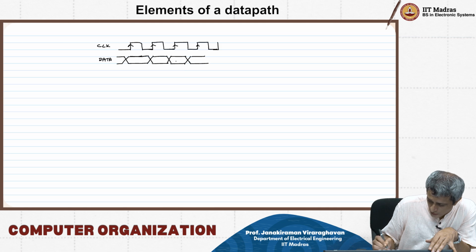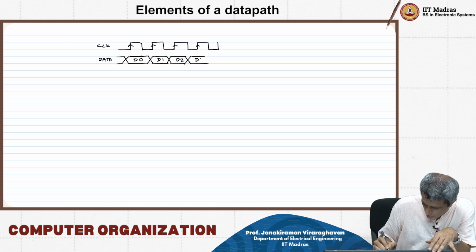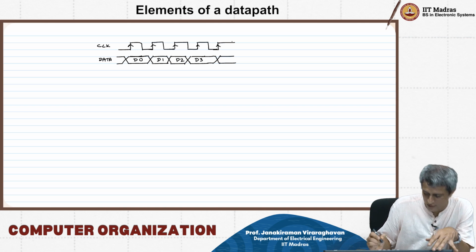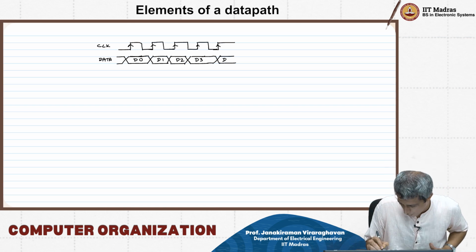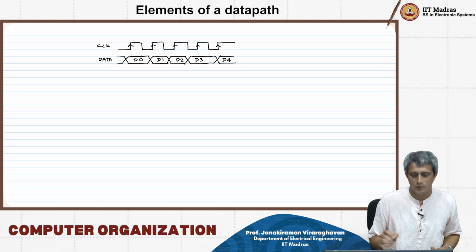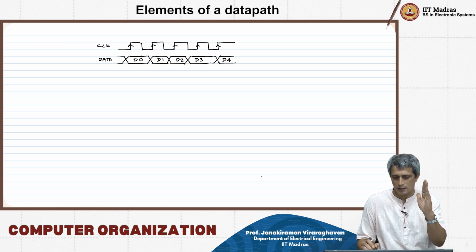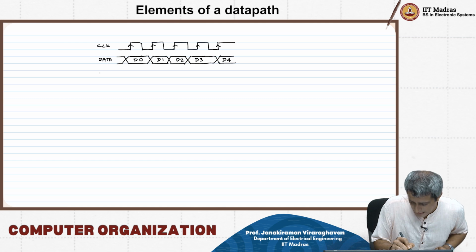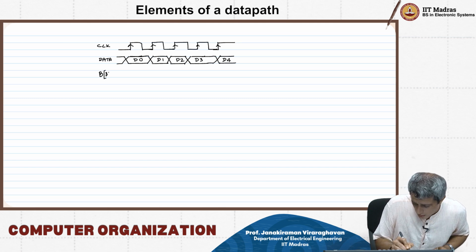I am going to draw this a little differently. So this is D0, this is D1, D2, D3. Of course, this data should not change. If you want that to be captured, it should always settle before the setup time of the rising edge. Okay, so D4. So this data is appearing at a certain rising edge.